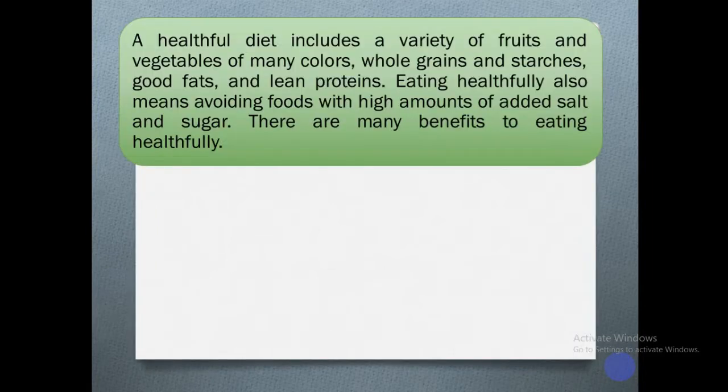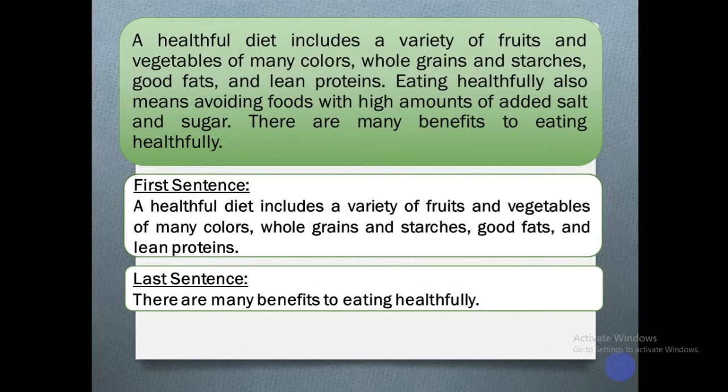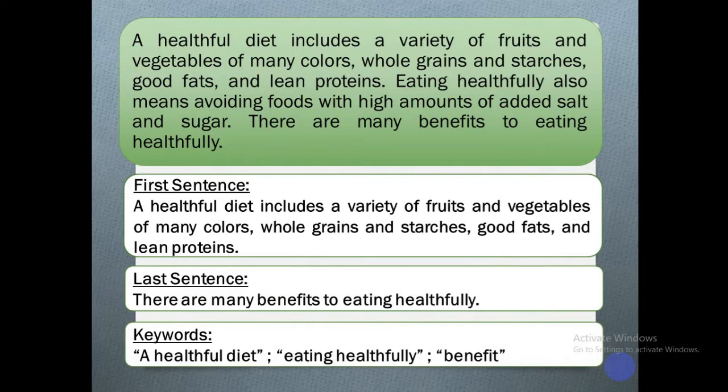Here is the opening paragraph of the text. The first sentence of the paragraph is, "A healthful diet includes a variety of fruits and vegetables of many colors, whole grains and starches, good fats and lean proteins." While the last sentence is, "There are many benefits to eating healthfully." There are some similar words that can be the keywords, such as eating healthfully, healthful diet, and benefit.